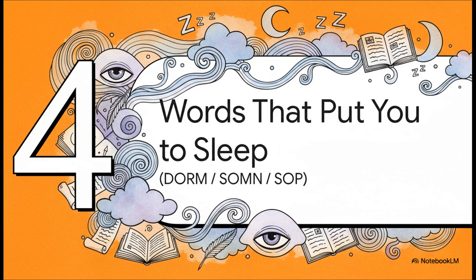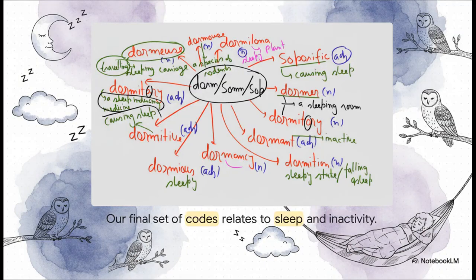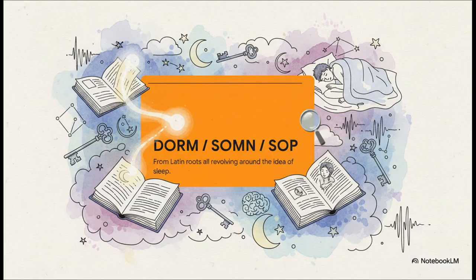Let's do one last super quick example to really lock this skill in. We'll look at some words that put you to sleep by decoding the roots that mean, well, sleep. So as we look at our final mind map here, you'll see that this set of codes is all centered around the concept of sleep, rest, and inactivity. It's a quieter little corner of the language, but it's just as structured. For this concept, we actually have a few related Latin roots: dorm, som, and sop, and they all pretty much revolve around the idea of sleep.